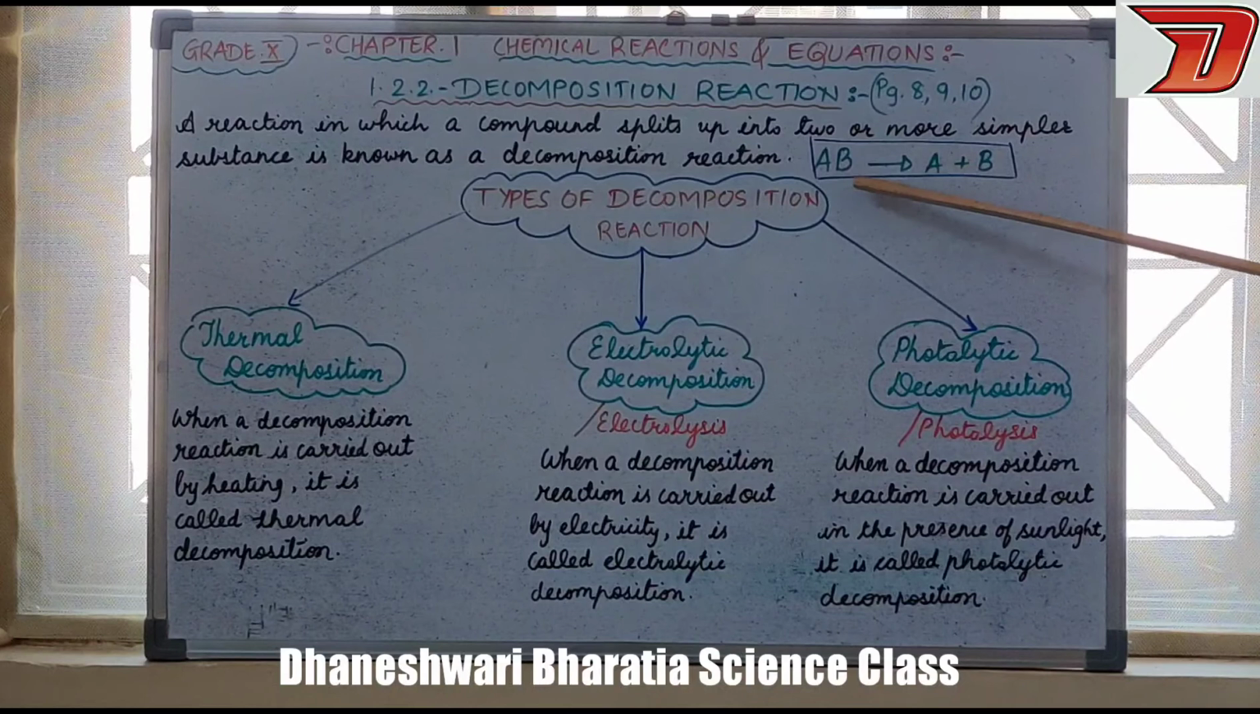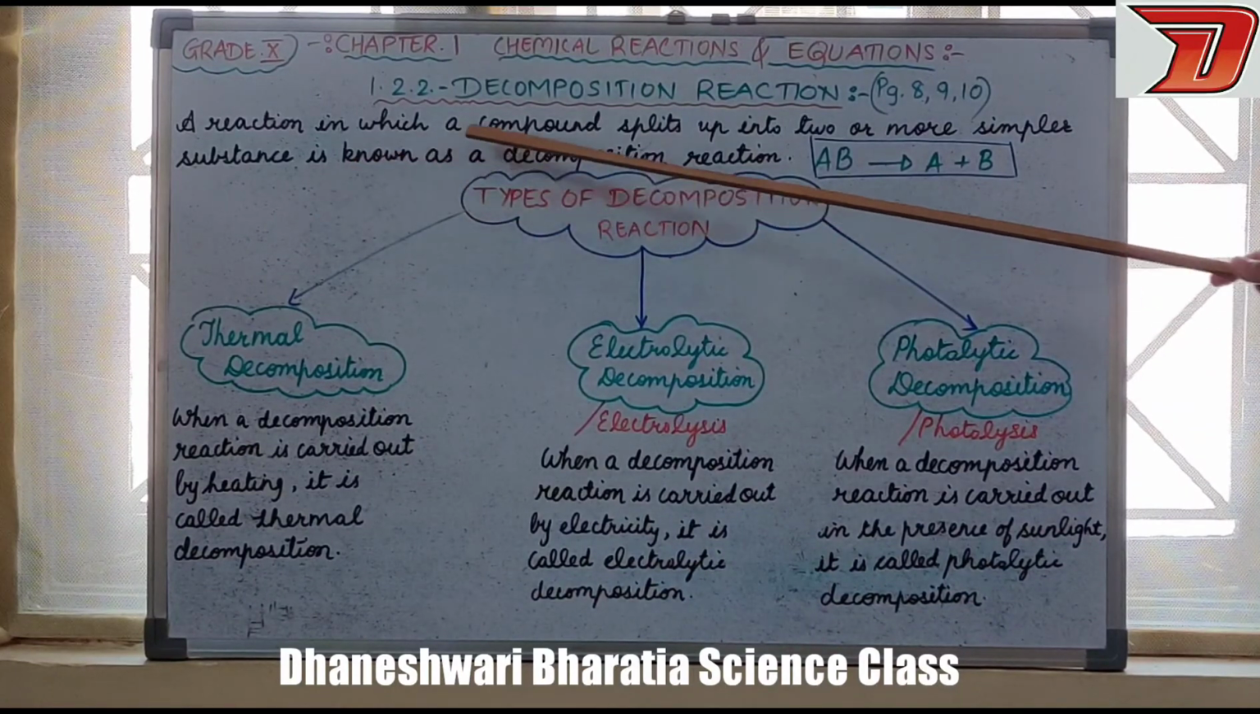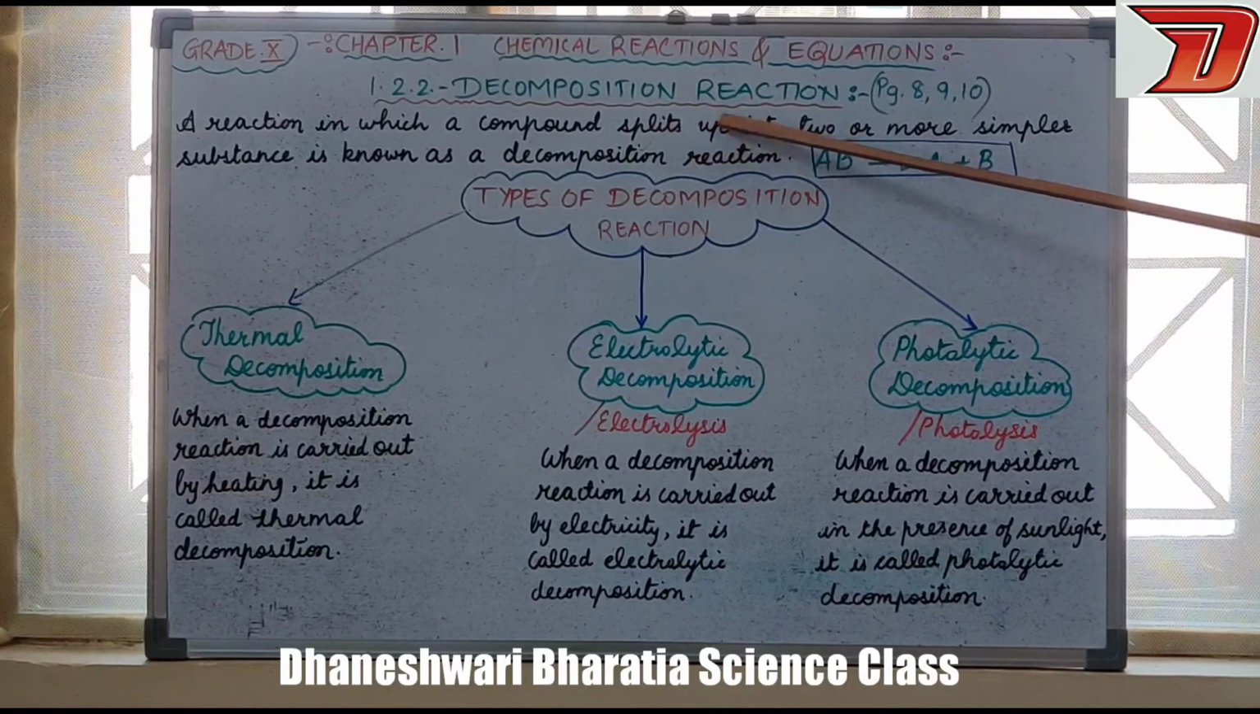Here I have tried to show you the reaction in simpler words. That is, we have a compound AB, and in the decomposition reaction, what is happening? This AB compound is split into A and B, right? So what is the definition of decomposition reaction? It is a reaction in which a compound splits up into two or more simpler substances, right?